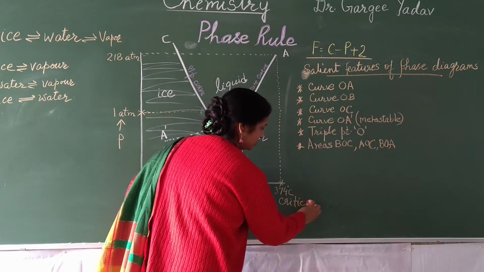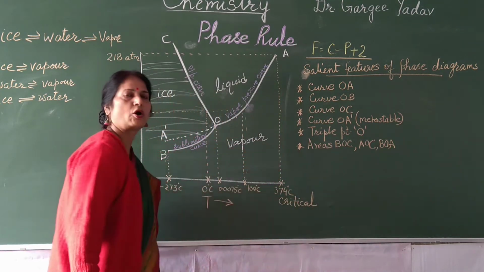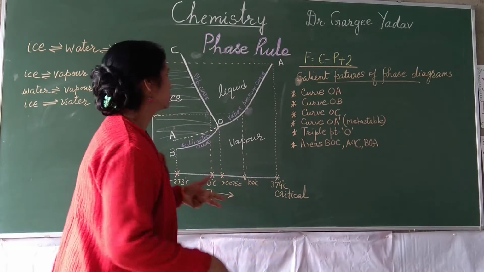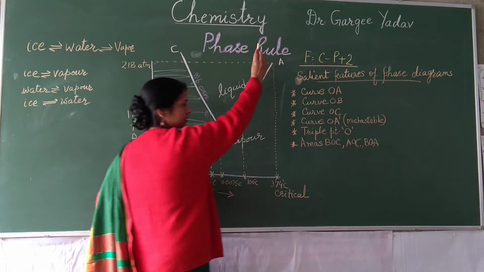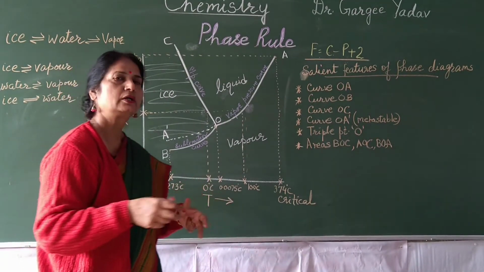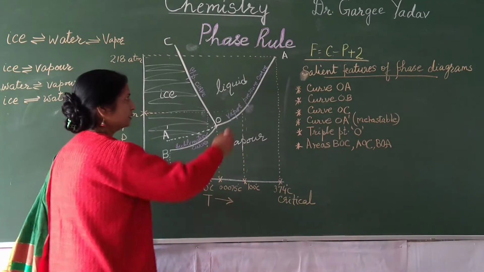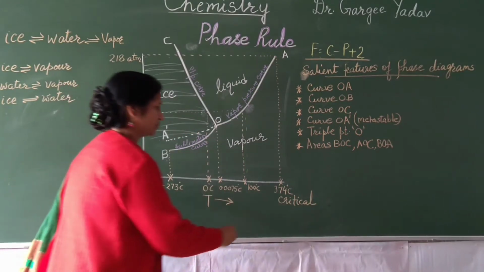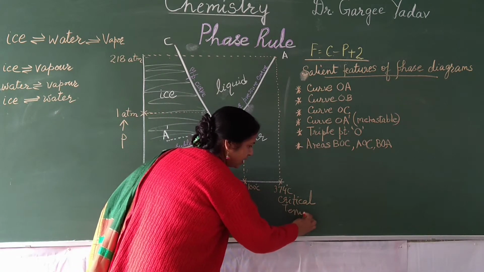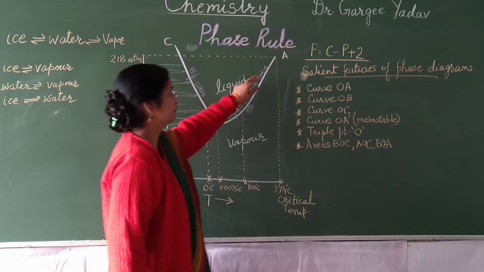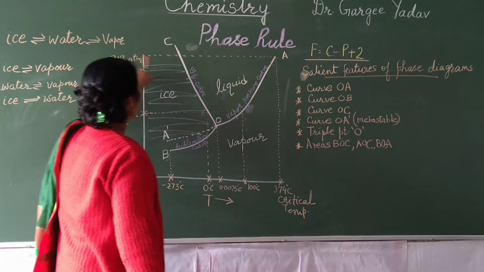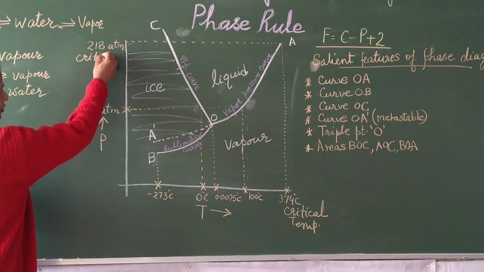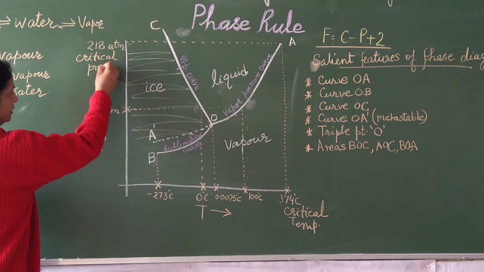Beyond this temperature, this curve will have only vapor, or you can say some homogeneous phase over there, mainly vapor. So beyond this, the liquid phase will not exist, and only a homogeneous form of critical mixture will exist, and this corresponds to 374 degrees centigrade, which is the critical temperature. The corresponding pressure, which corresponds to this point A, is the critical pressure, which is 218 atmospheres. This is the critical pressure.